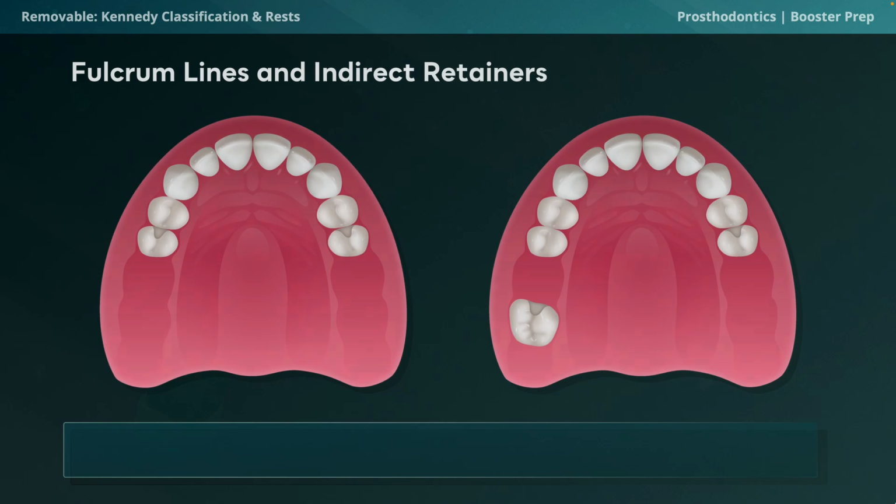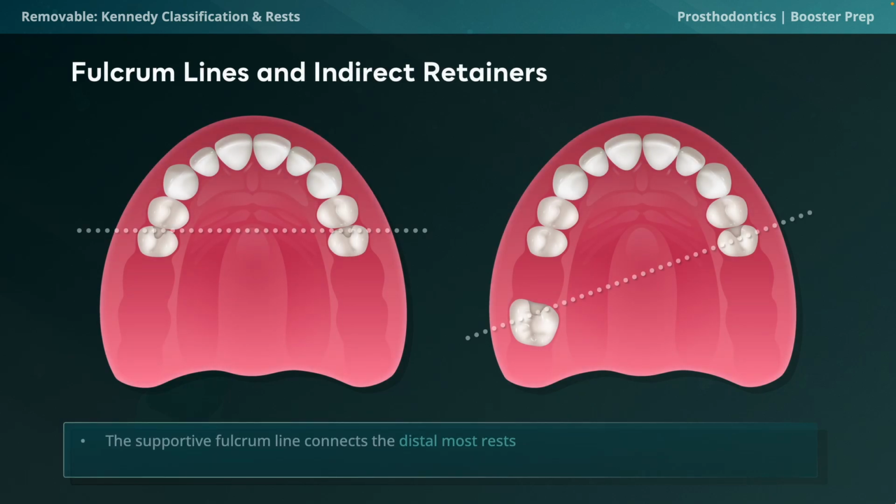Another important concept when it comes to rests and rest seats is the supportive fulcrum line. The supportive fulcrum line is an imaginary line that connects the terminal rest of an RPD and acts as a fulcrum point or a point of rotation for the RPD. Now, why is it important? Well, in Kennedy Class 1 or 2 cases, this line tells us where to place another rest, or as we call it, an indirect retainer to prevent the rotation of the distal extension portion of the RPD.